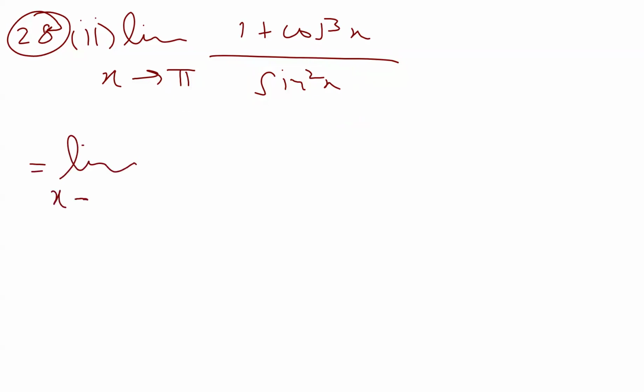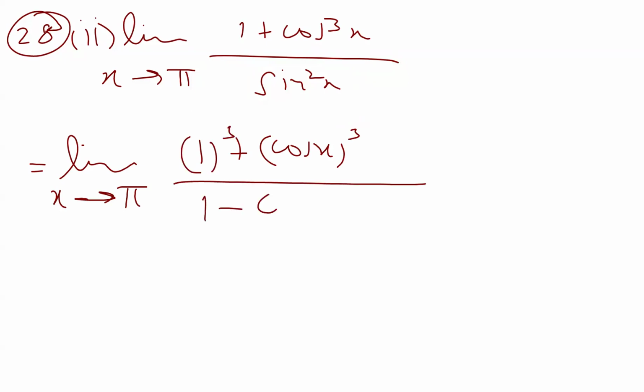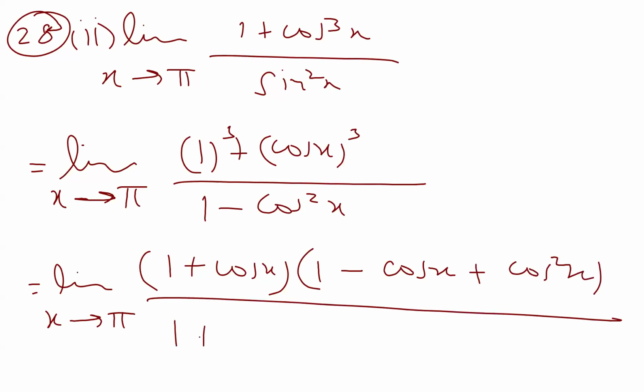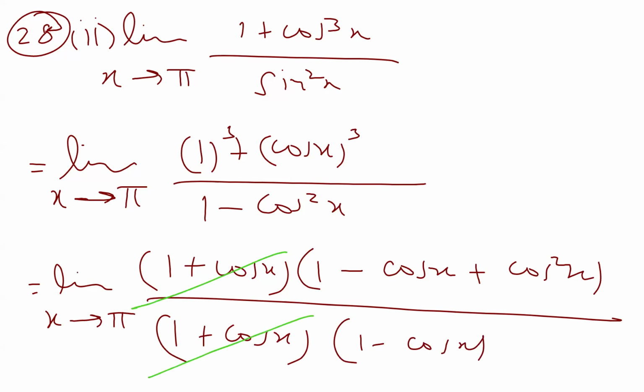So limit x approaching pi, 1 cube plus cos x the whole cube. Okay, a cube plus b cube formula I'm going to apply. And down it will be 1 minus cos square x. So a cube plus b cube is a plus b times a square minus ab plus b square. And down it is going to be 1 plus cos x, a square minus b square, and 1 minus cos x. So you're going to cancel out these terms.